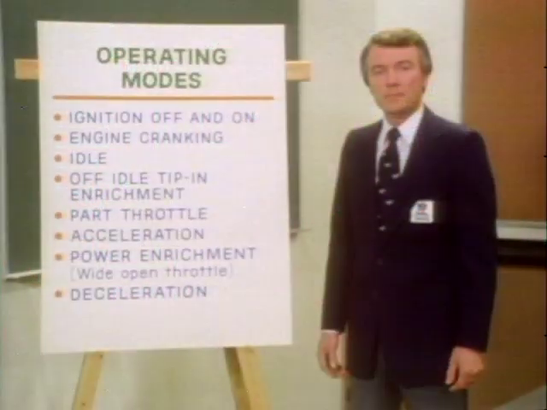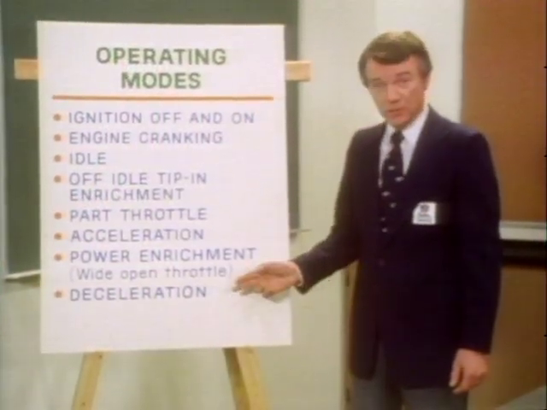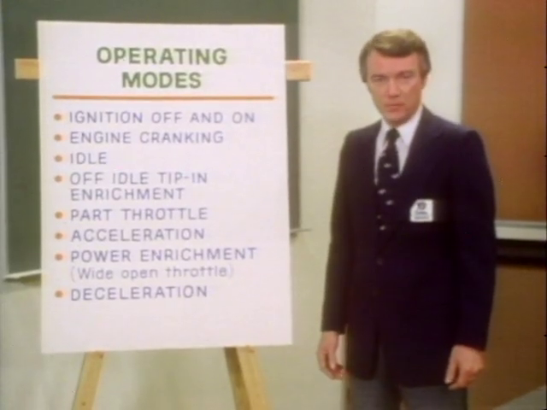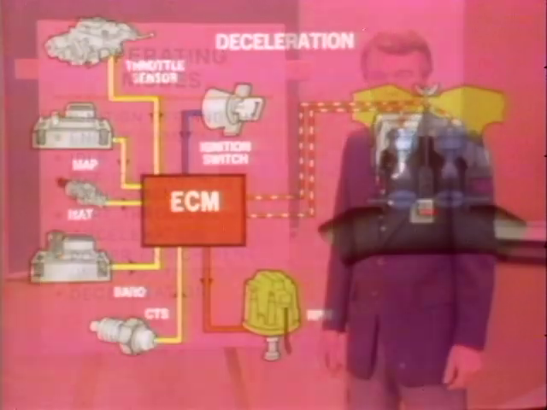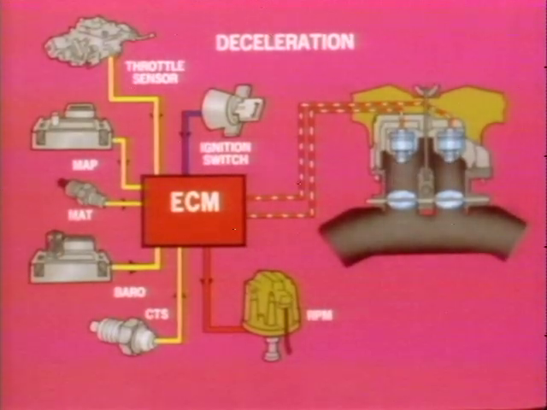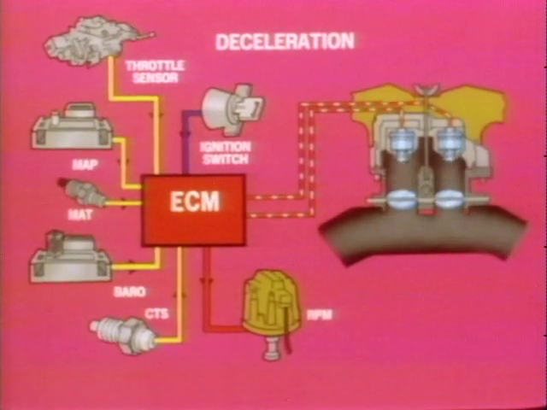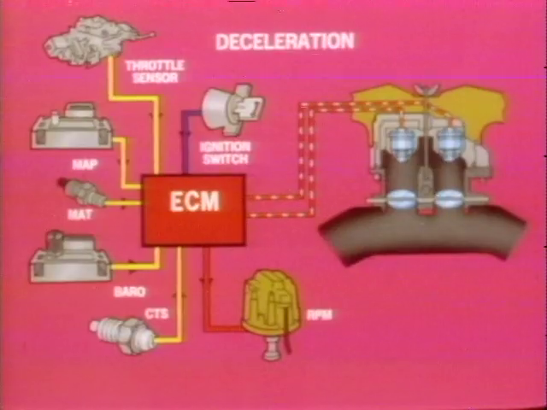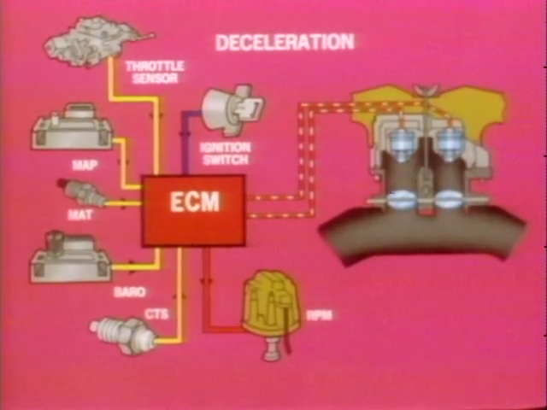The last operating mode we'll discuss is deceleration. During deceleration, the engine requires a minimum amount of fuel, just enough to keep the engine running. To reduce fuel consumption, the ECM delivers fuel pulses simultaneously with the time interval between pulses longer than during other operating modes. By increasing the time interval between simultaneous fuel pulses, the length of the pulse width can be increased to a value that can easily be controlled.